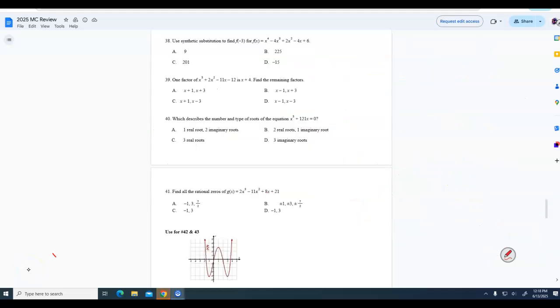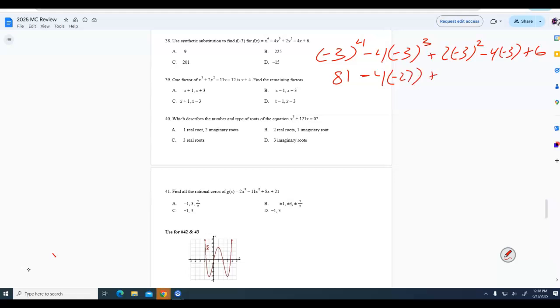So for synthetic substitution, whatever you have in the parentheses, you're plugging in for x. Negative 3 to the fourth minus 4 times negative 3 cubed plus 2 times negative 3 squared minus 4 times negative 3 plus 6. So I'm going to deal with the exponents first. Positive 81 minus 4 times negative 27 plus 2 times 9 minus 4 times negative 3 plus 6.